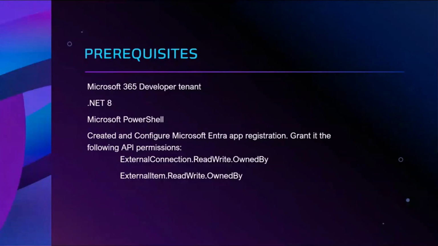For running our console app that will create the connection and the schema for us, it's a console app. And in order for our app to run, we have some prerequisites. The prerequisites are a Microsoft 365 developer tenant, also .NET 8, Microsoft PowerShell, and the Entra app ID that I mentioned in the previous slide.